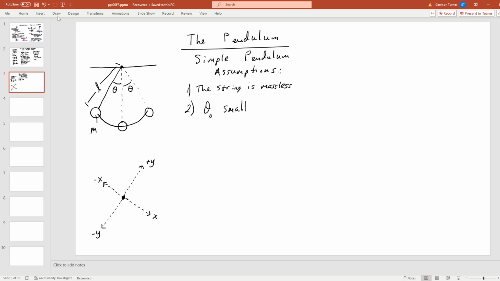Okay, now what forces are acting on the pendulum bob once you release it? Well, there's only two, right? Gravity and tension. So gravity is going to act straight down toward the ground, and your tension is going to be acting up the rope.